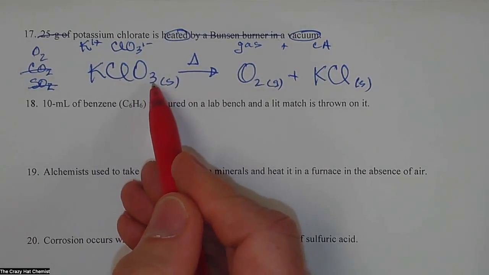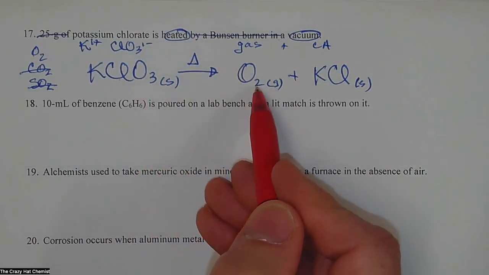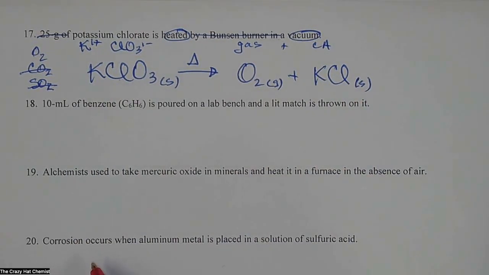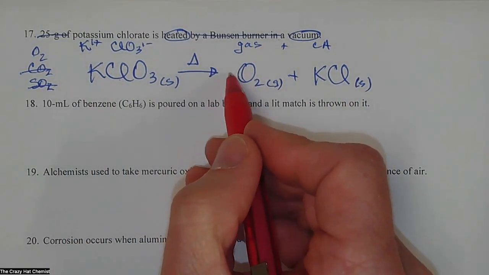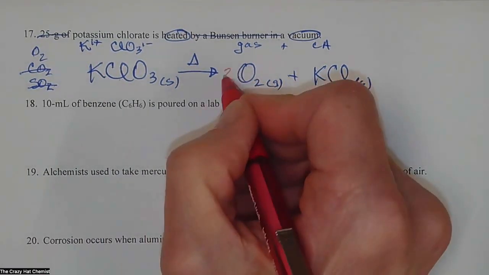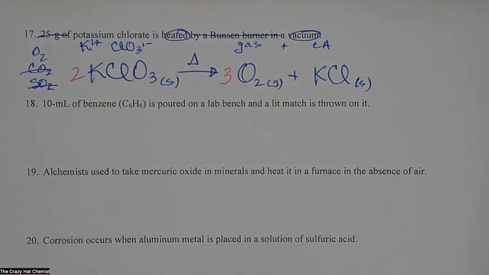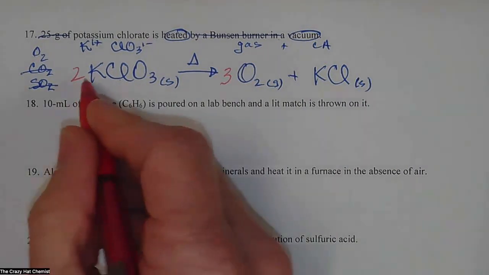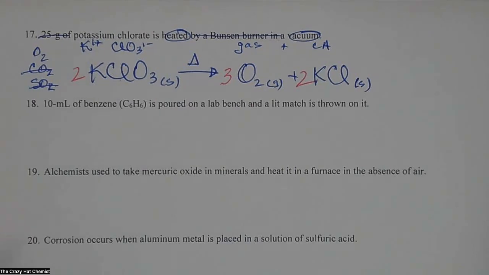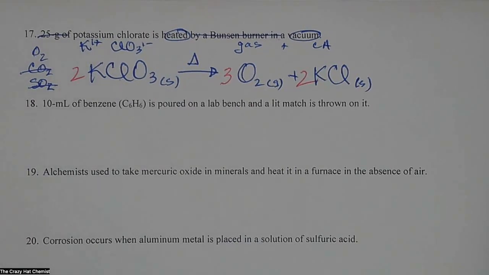We're going to go for the most complicated formula. There are three oxygens here, two oxygens here. The potassiums and the chlorides are balanced. Okay, so you could use a 3/2 fractional coefficient in front of the oxygen, or you can say 3 and 2, and that balances out the oxygens. Now you got to balance the potassiums and the chlorines. Cool. That is number 17.